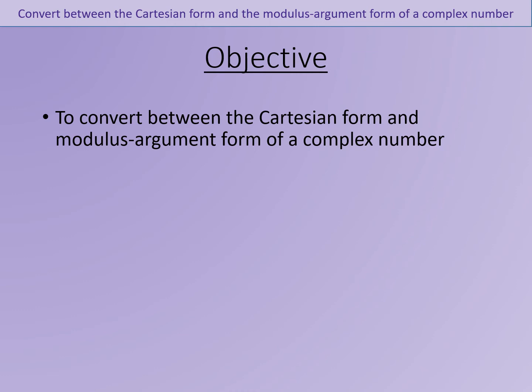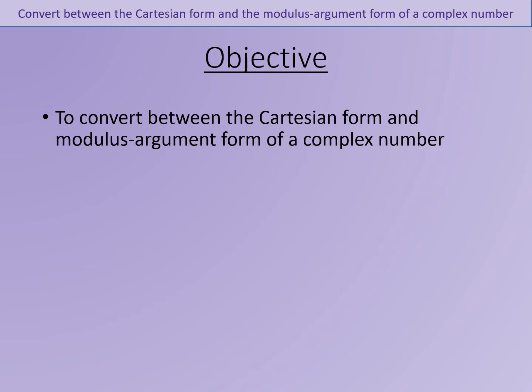In this lesson, we're going to look at an alternative way of expressing complex numbers. So far, we've been expressing complex numbers in Cartesian form, where we write them as z equals a plus bi, where a is the real part and bi is the imaginary part. That's called Cartesian form, named after the mathematician Descartes. Today, we're going to look at how to write a complex number in modulus argument form.